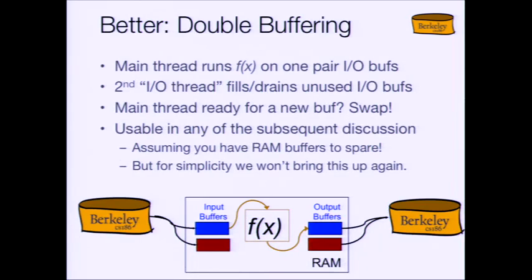Here's a slightly better version of that. It's called double buffering, and it's worth knowing as a performance optimization. I'm going to mention it today and we'll never mention it again. But if you're a high-performance sort of person, you want to do double and triple buffering. The basic idea is you get 2 threads going.